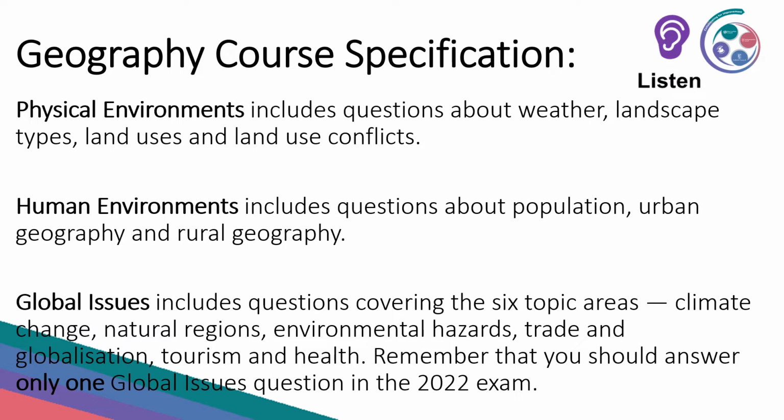Now the geography course spec is split into 3 main areas. The physical environment section, this is in the first part of your exam. This will cover topics such as land use and land use conflicts, landscape types and the weather. The human environment section will include questions on population, urban geography and rural geography, which will focus on a UK and then a developing country spectrum as well. And then you'll have to answer one question only on a global issues section. And there's a range of topics here which you may have done in class with your teacher, but remember you've only got to answer one of these for 10 marks.